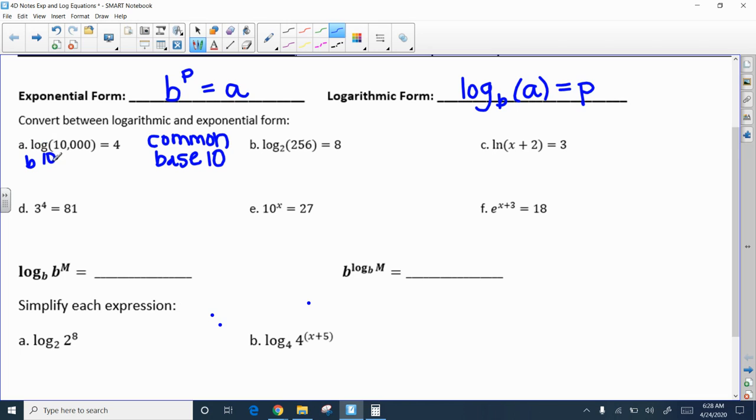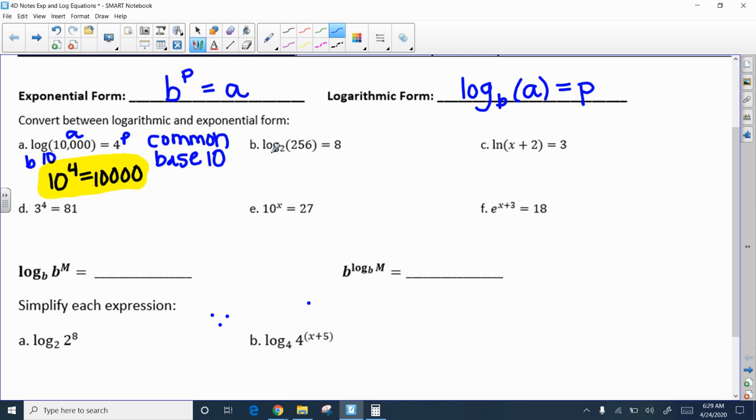So this is in the form log base b of a equals p. So the 10,000 is the a, equals p. When I change it, if it's in logarithmic form, I have to change it to exponential. So exponential form will be b to the p power. The base is 10 because it's the common logarithm. So this would be 10 to the fourth power equals 10,000. Hopefully we remember that from 4B, because that's one of the ways we can solve these equations. All right, let's look at the next one.